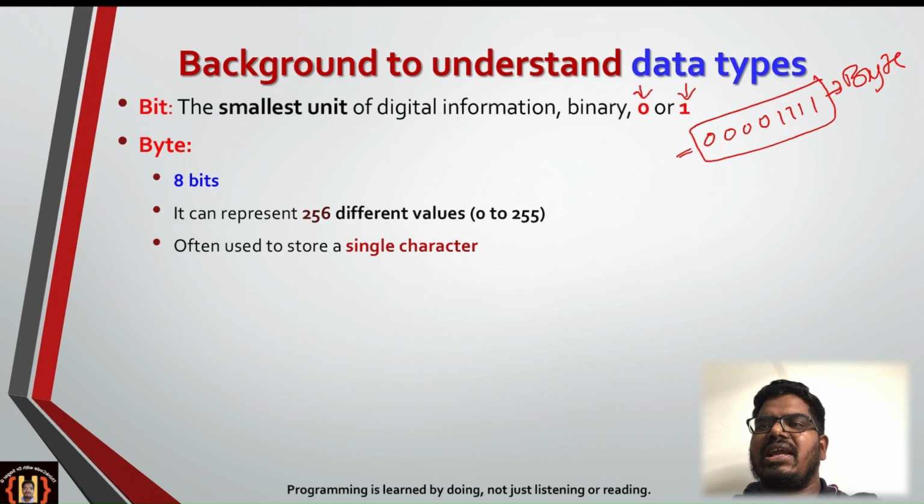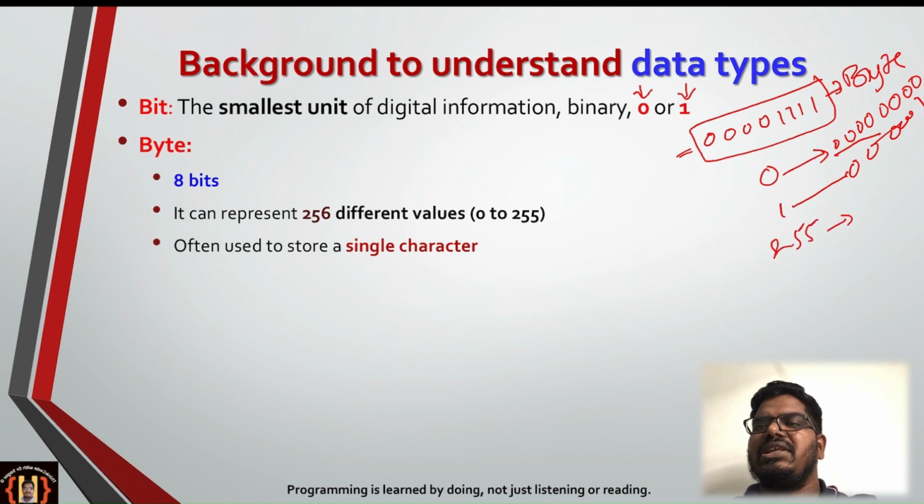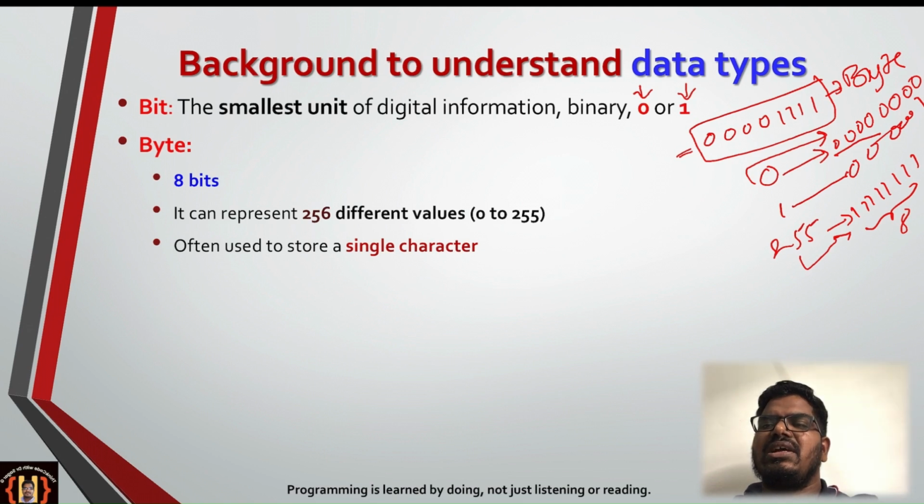So I can represent a 0 with 8 bits, like this: 0, 0. I'll tell you in more detail about this. And 1 can be represented like this, and so on, and 255 can be represented as all ones, totally 8 ones. So number 255 is converted into all ones and number 0 is converted into all zeros, 8 zeros. So each 8-bit representation is used to represent a value between 0 to 255.